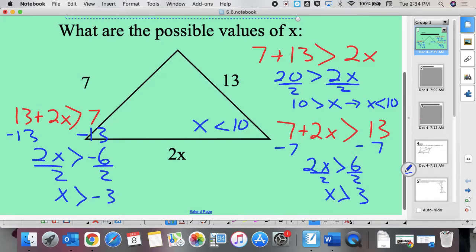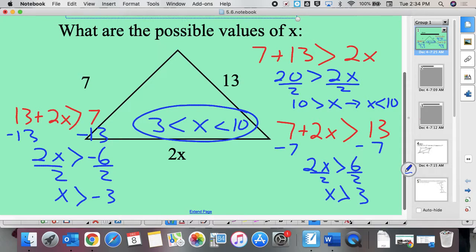And remember, we want the shortest distance. What is shorter, going from negative 3 to 10 or positive 3 to 10? And your answer is that positive 3 to 10 gives you the shorter span. So there's our set of numbers that we want.